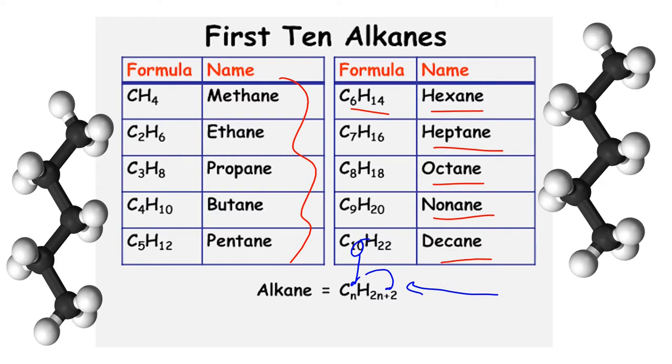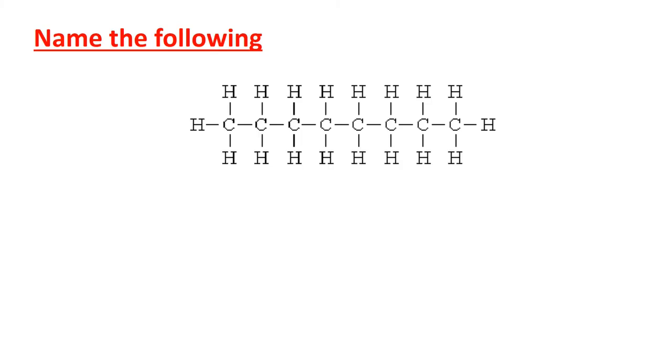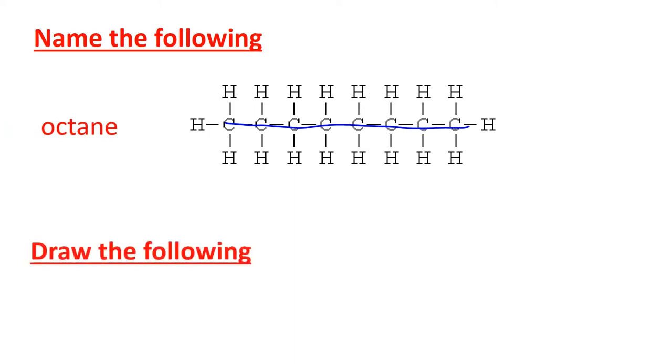Anyway, knowing this, we can now tackle a few questions. So let's name the following. If you're going to name the following, what I would do is simply draw over and count how many carbons I'm drawing over here. I drew over 8. That means this one is octane. And I draw my hydrogens in, and I'm done. Octane.